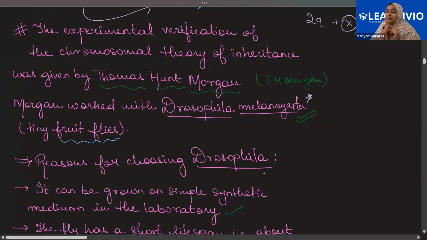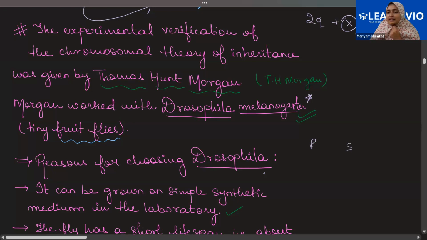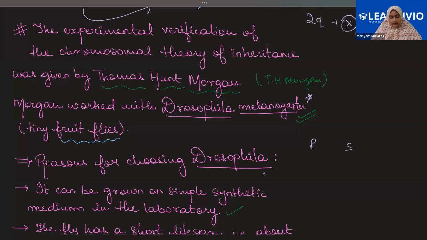Now again, just like how Mendel chose a plant for his experiment, which plant did he choose? Pea plant. What is the scientific name of the pea plant? The initials are P and S. Pisum sativum. You remember that, right? Pisum sativum.